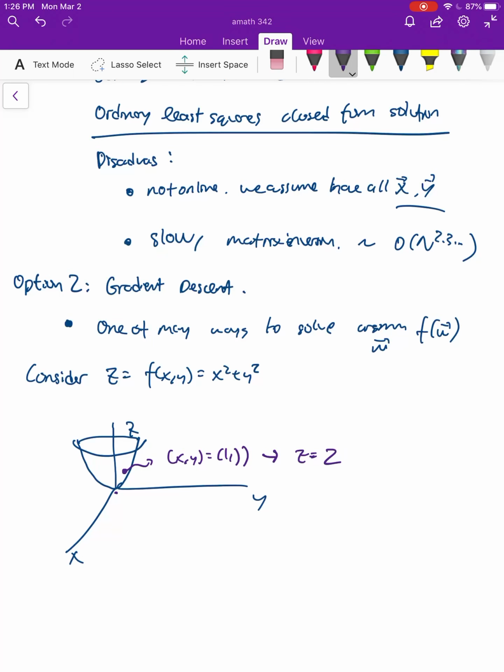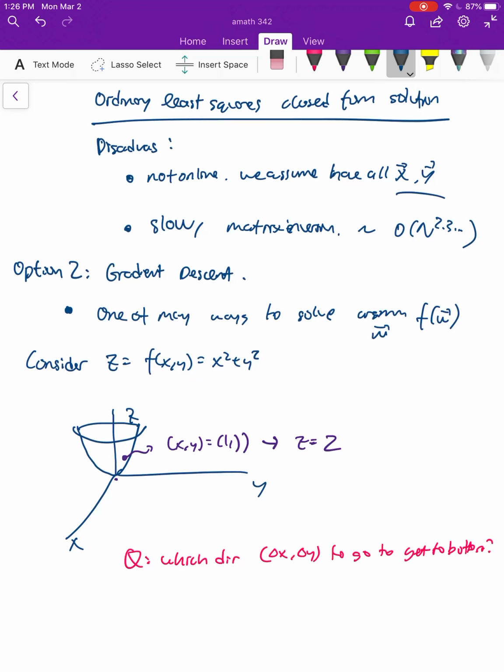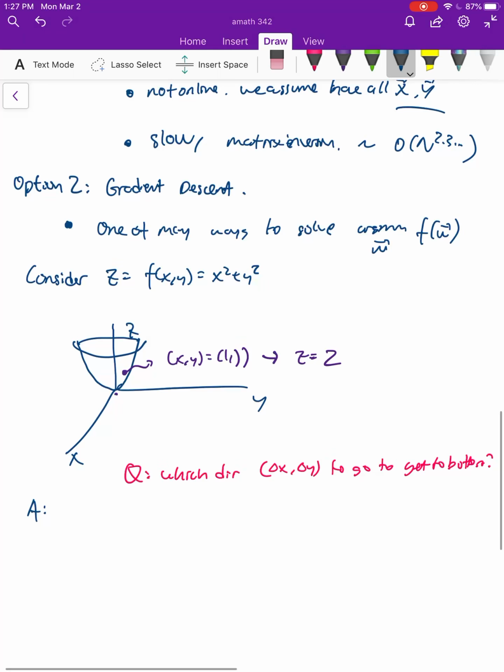I want to minimize f, right? Which direction should I go? I want a delta x, delta y to get to the bottom. If you remember from your calculus class, this would actually be the negative of the gradient. So that's the direction, but we have not talked about the step size, which we will get to later. Opposite to gradient.